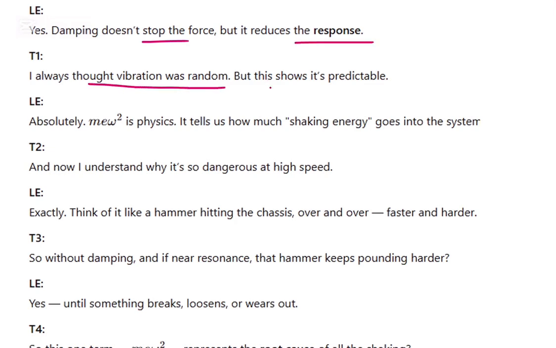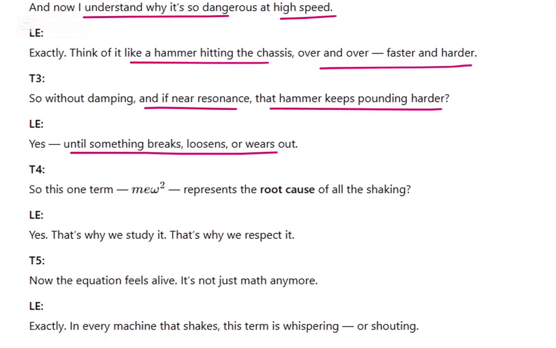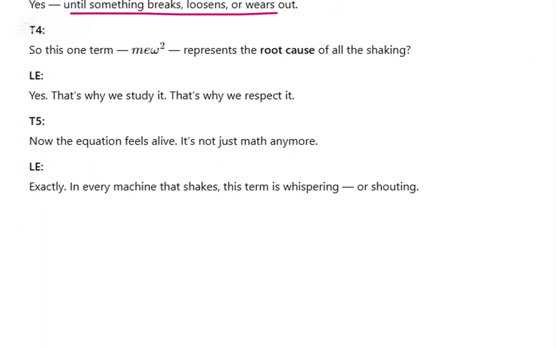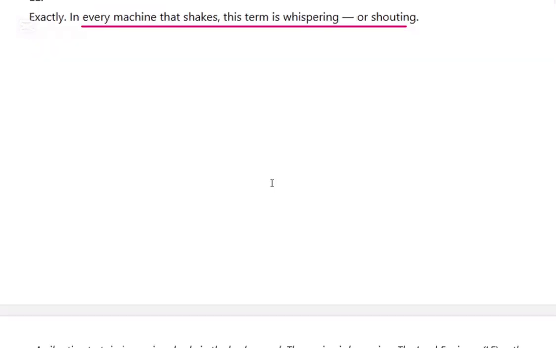I always thought vibration was random, but it's so predictable. m e omega squared is physics. It tells us how much shaking energy goes into the system. Now I understand why it's so dangerous at high speed. Think of it like a hammer hitting the chassis over and over, each time harder. Without damping, near resonance, that hammer keeps pounding harder until something breaks. So this one term represents the root cause of all shaking. That's why we study it, and we respect it. Now the equation feels alive. It's not just math anymore. It's every machine shaking. The term is whispering or shouting.